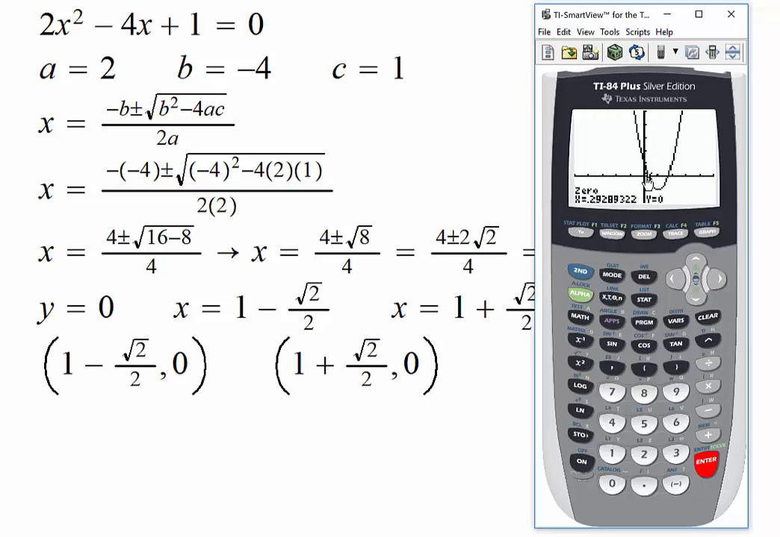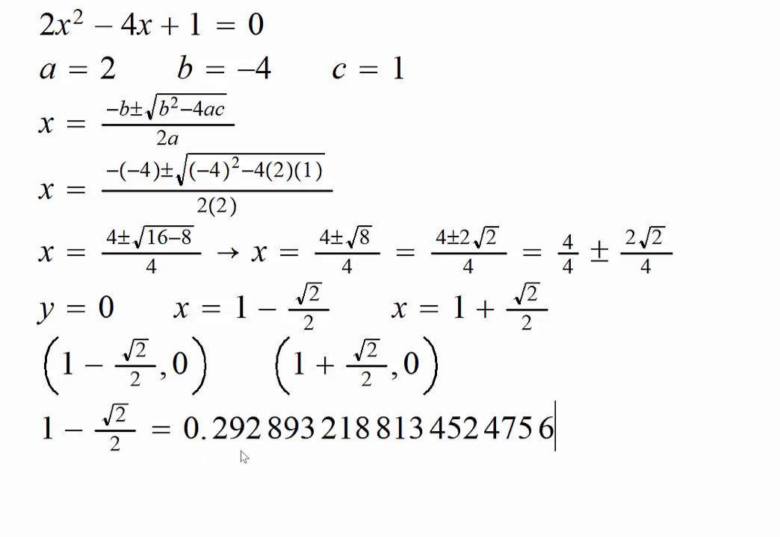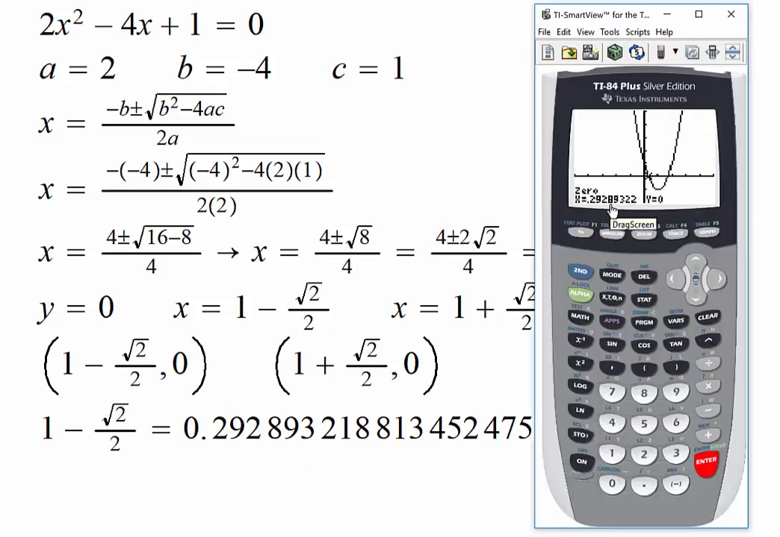So what is the value of this zero? 0.29289 approximately. Let's go ahead and check it out. It's 0.29289 as we saw in this one, and the same way you can compute this, or let's just do that since we already are in flow here.